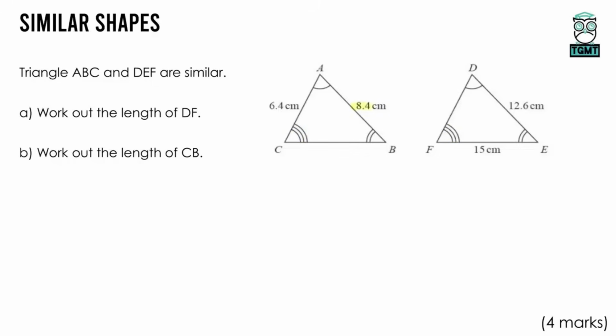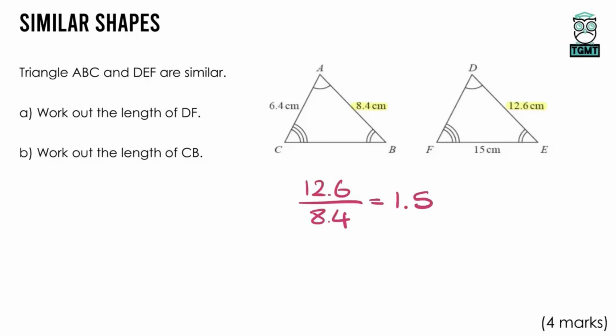You can see on the left we've been given 8.4, and in the same position on the right we've been given 12.6. To find what it's been multiplied by, we just need to do the bigger length, 12.6, divided by the corresponding smaller length, 8.4. That's going to give us the scale factor. So 12.6 divided by 8.4 comes out as 1.5. That is our scale factor. That means to get to the bigger triangle on the right, we would multiply by 1.5, and to get to the smaller triangle, we have to divide by 1.5.